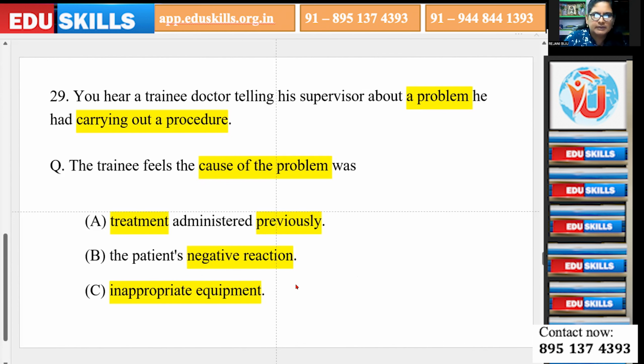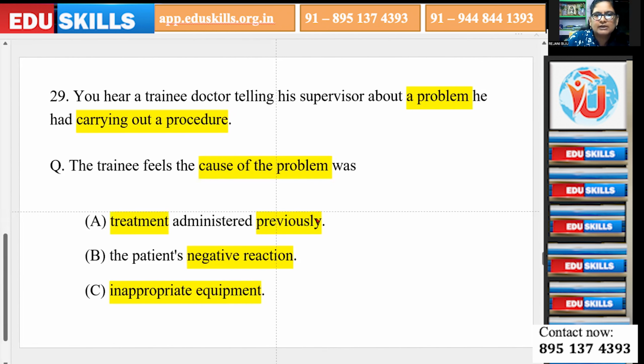Okay, ma'am. See here, in the context we have already highlighted a problem carrying out a procedure, and the question is the cause of the problem. Inappropriate equipment is not given, so we can eliminate that. The other two are the patient's negative reaction, where he is clearly telling regarding the reaction. I don't know whether you are able to identify. Okay, I'll show you the script. You will understand. Again, treatment administered previously.